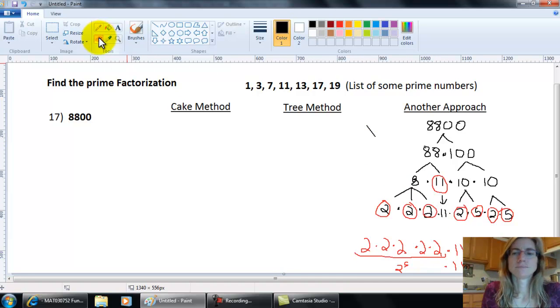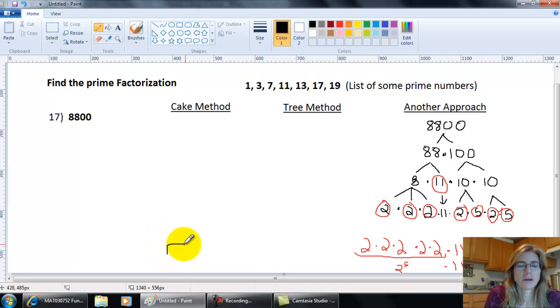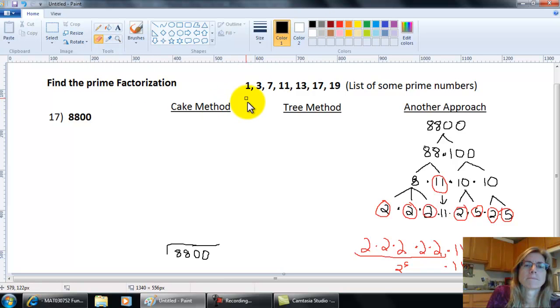There are other methods. The cake method is where we start with our division cake, in a sense. We'll start here at the bottom, 8800. One thing that's nice about this number, 8800, is that it's even, and that means our first prime number is 2.